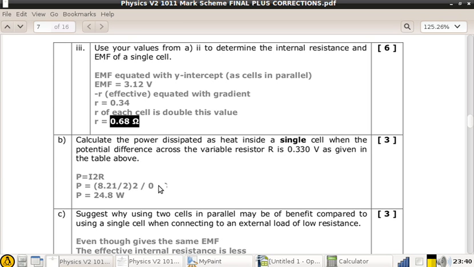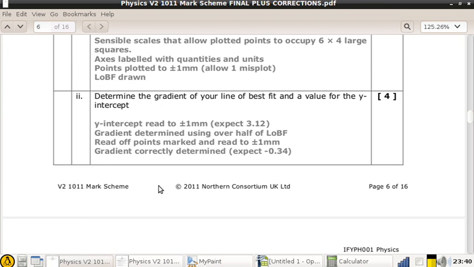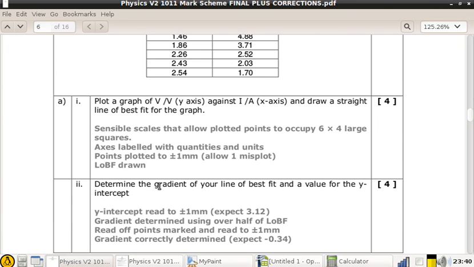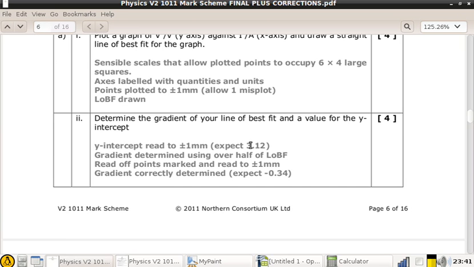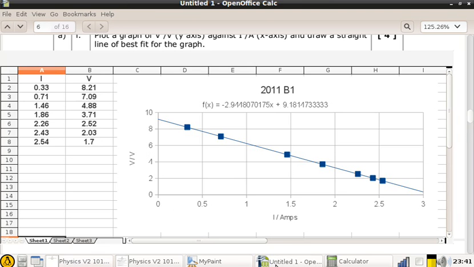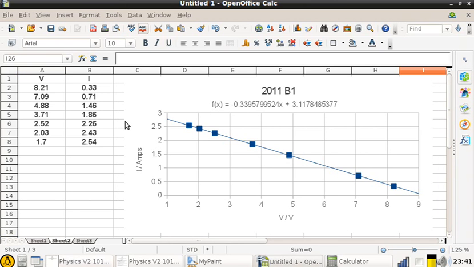If you think I've made a mistake somewhere, let me know. But I think it's pretty clear that there's at least a mistake with the first part here. The y-intercept is 3.12, and you can see that the only way to get the y-intercept as 3.12 is if you use this graph that puts V on the x-axis. Let's check that that's right. Well, if V is 8.21, I should be 0.33, so that is right.